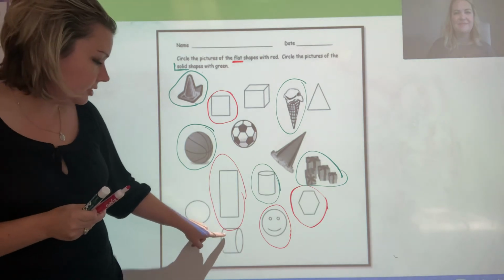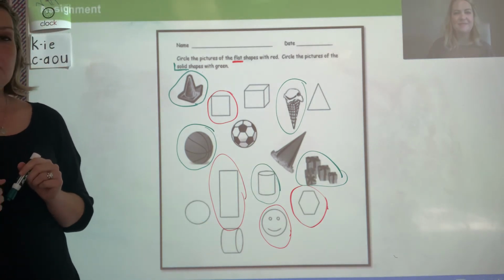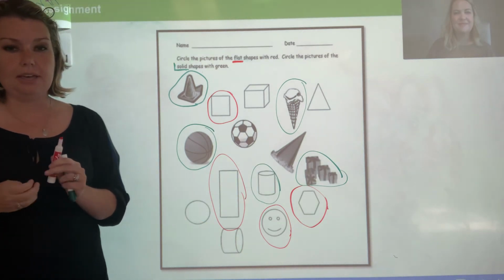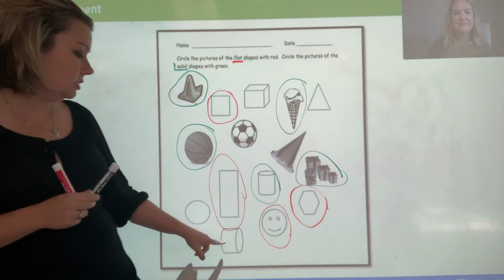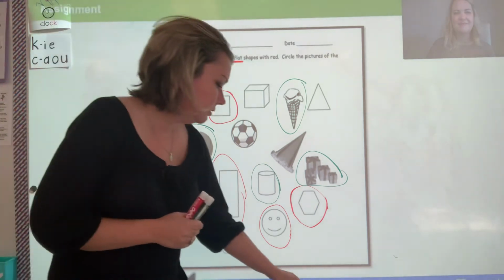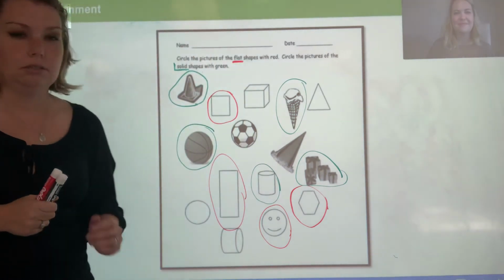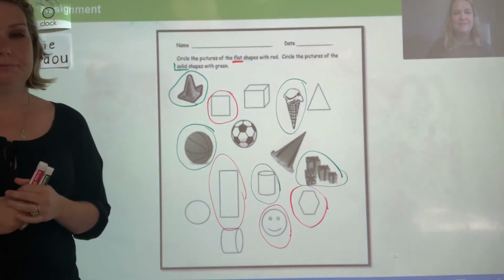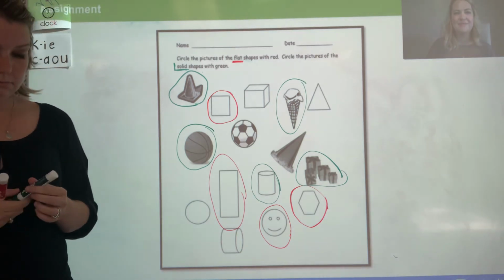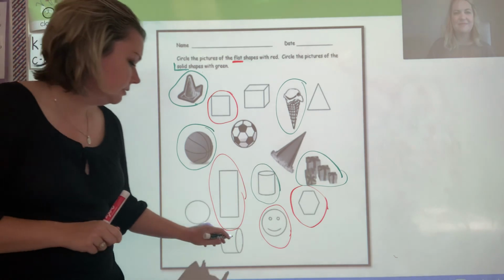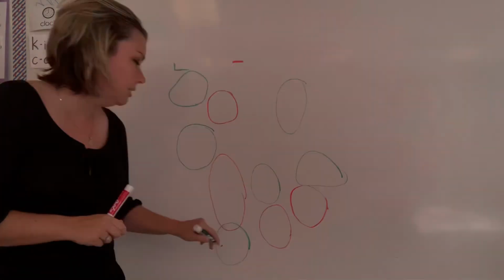Here's another cylinder, but it's on its side. What color am I going to color that one? Austin, what am I going to color this cylinder on its side? Green. We're going to color it green.